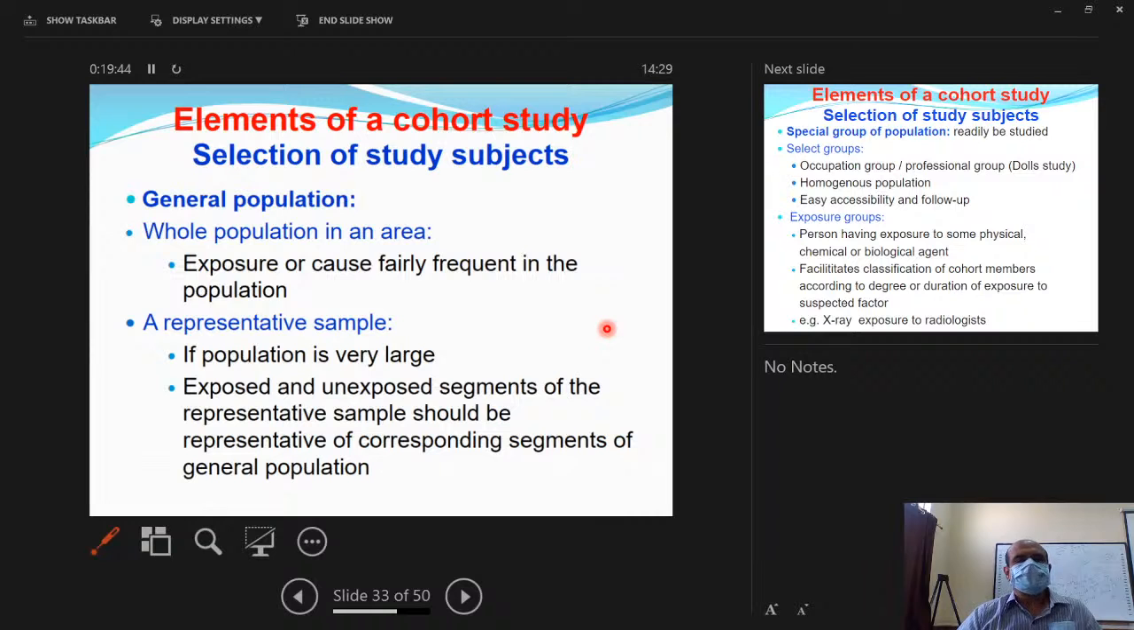Now, in selection of the study subject, you can take a general population. When you take a general population, the whole population in the area, exposures are fairly frequent in the population. Okay. Now, when you take a representative sample, if the population is very large, the exposed and unexposed segments of the representative sample should be representative of the corresponding segments of the general population. So you take a representative sample of the whole population. You cannot take the whole population for your study. You always take a sample of the study that can be representative of the population.